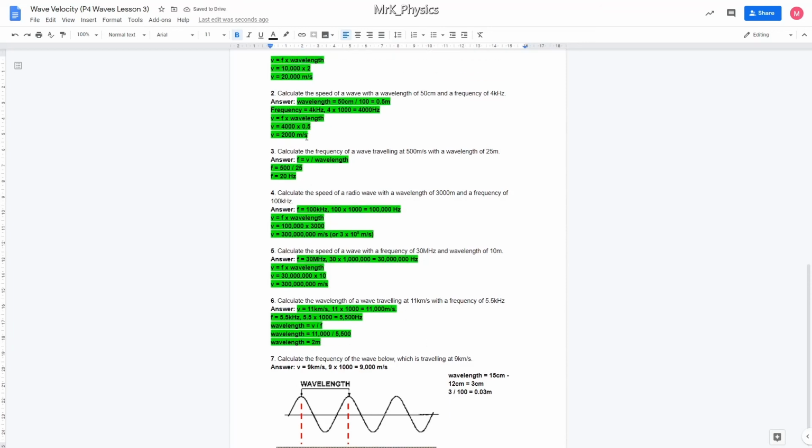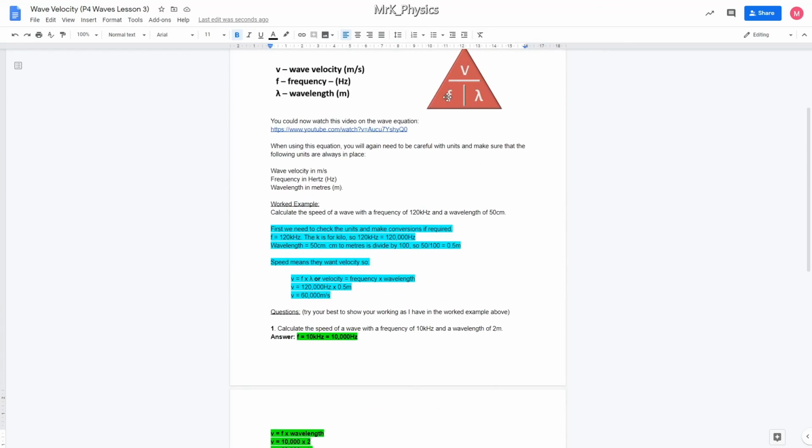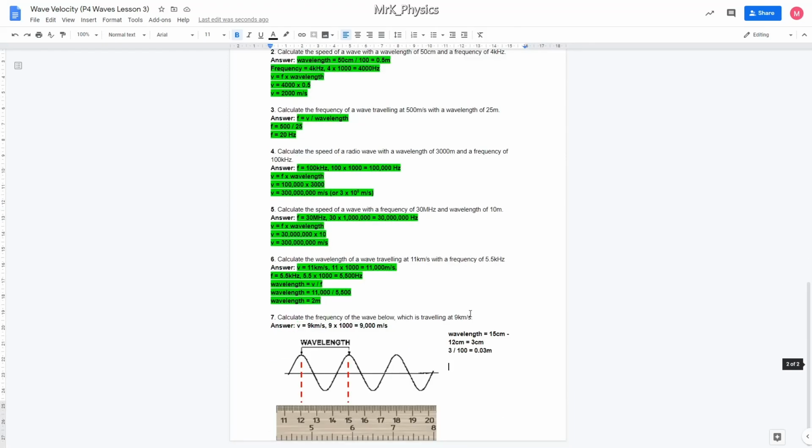So all we have to do is go back to our equation here. Frequency is wave velocity over wavelength. So frequency equals wave velocity divided by wavelength. In other words, frequency is going to be, when we substitute our numbers in, 9,000 meters per second divided by 0.03 meters.